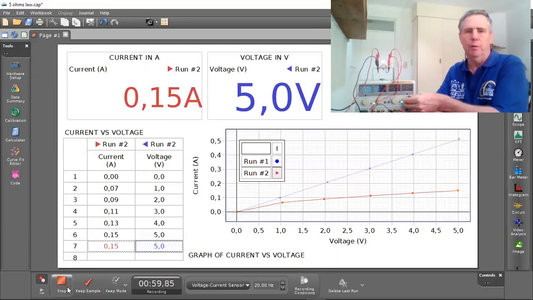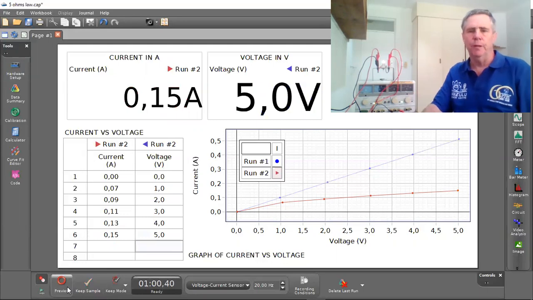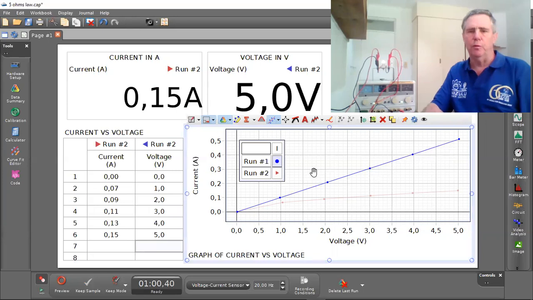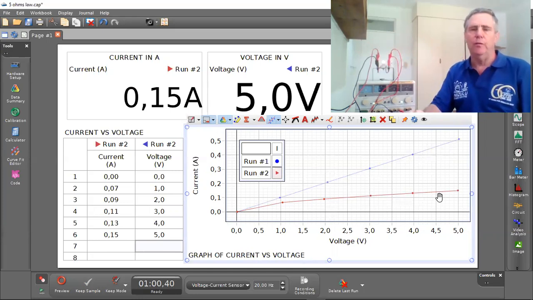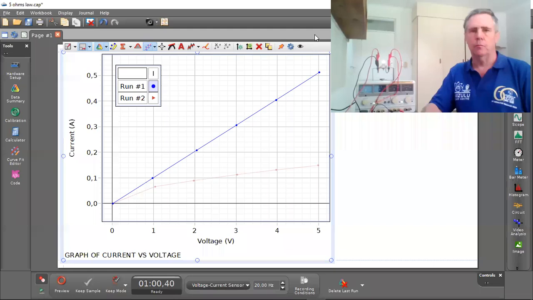0.15 amp, and we'll stop the recording there. So remember the blue graph at the top, that run number 1, that was for the resistor, and the red graph at the bottom, that was for the bulb. You can see the bulb glowing here, and we get quite a different picture. Obviously the resistance of the bulb is greater, but also we don't get a nice straight line for the bulb like we got for the resistor.